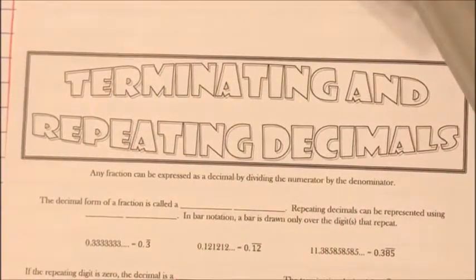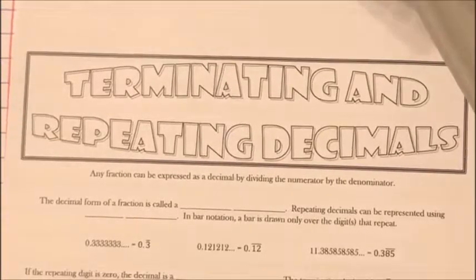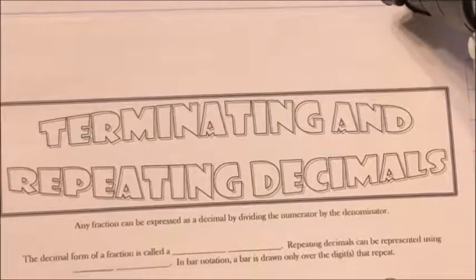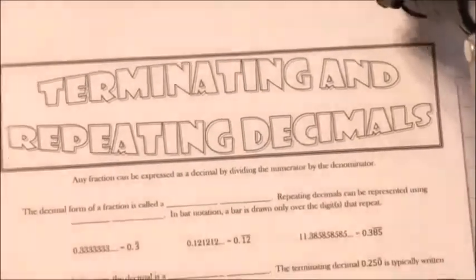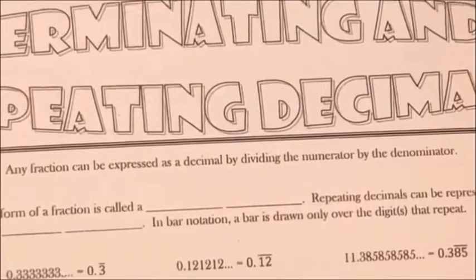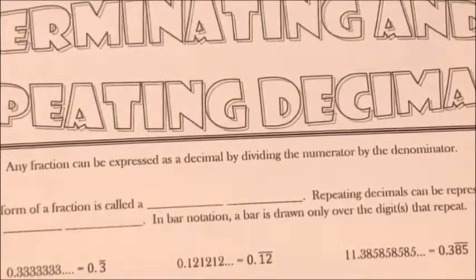This is Chapter 5, Lesson 5, Terminating and Repeating Decimals. Okay, so any fraction can be expressed as a decimal by dividing the numerator by the denominator.